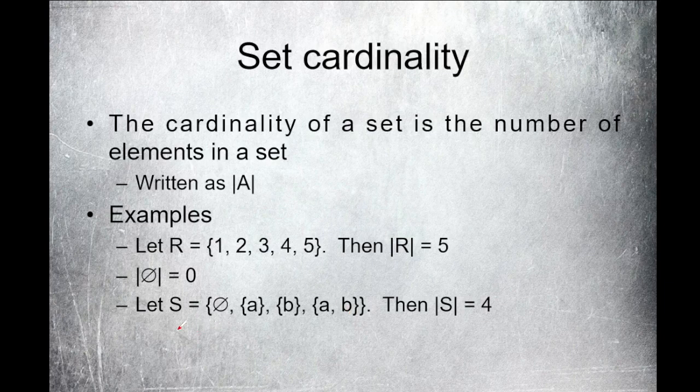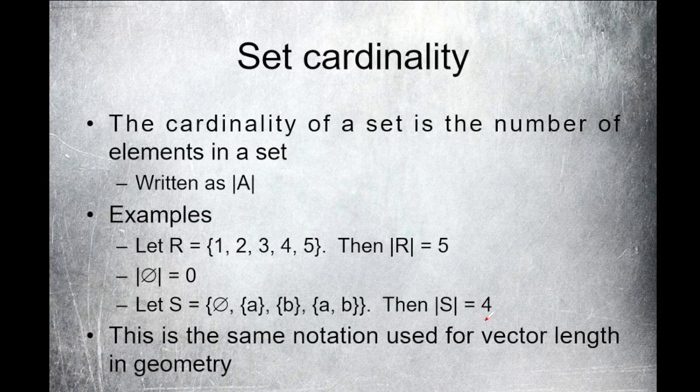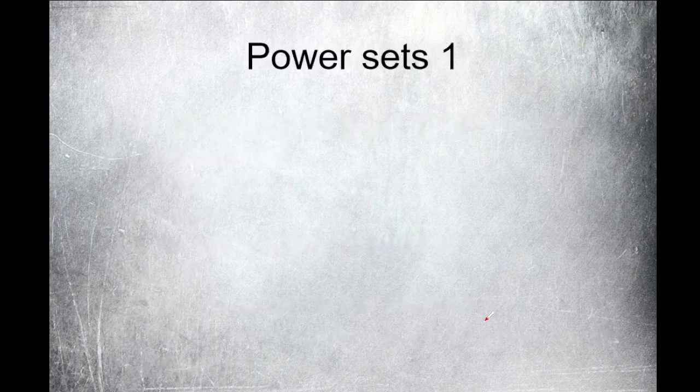Now suppose I am having a set S which is represented as null, comma, every other set is also there. But the cardinality would be 4 only. Okay. So this notation is used for vector length in geometry also. Here, if I am having a set with only one element, then that set will be called a singleton set also.